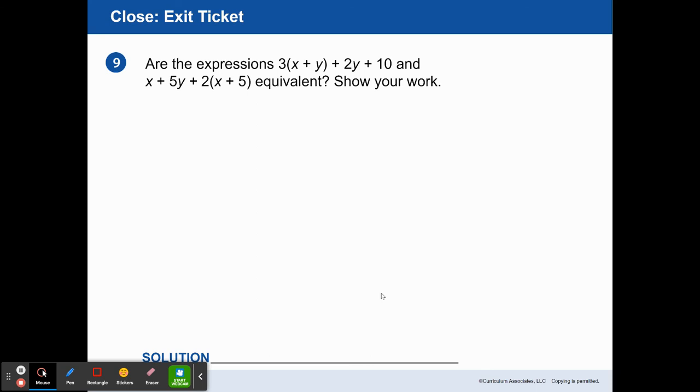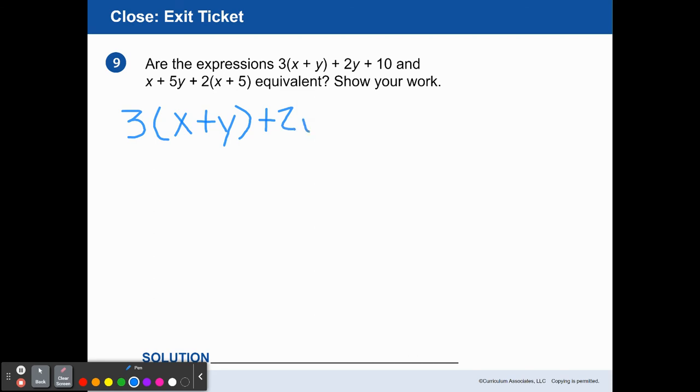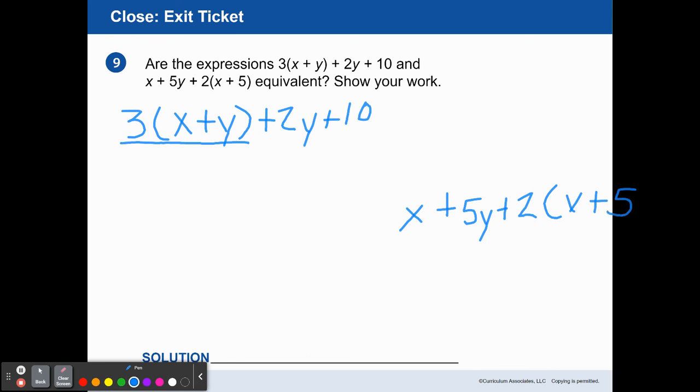And then the last problem here, are the expressions 3 times x plus y plus 2y plus 10 and x plus 5y plus 2 times x plus 5 equivalent? So what you want to do is you want to write each expression separately, and simplify. Remember to take care of distributive property first. And then your other expression plus 2 times x plus 5.